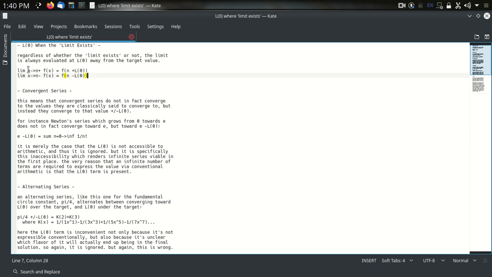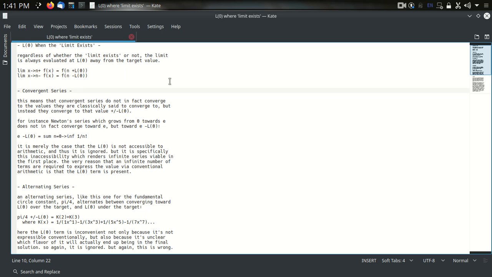So when we're taking a limit as x approaches n from the positive side of f of x, we're actually taking f of n plus L naught. That's what we're doing. We're evaluating f of n plus L naught. Okay? This isn't even controversial, I don't think. And if you were doing it from the negative side, then it's f of n minus L naught.